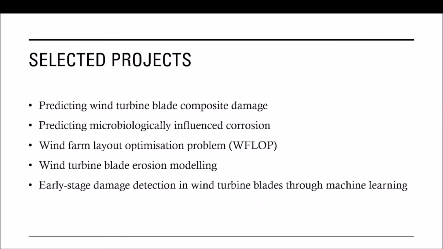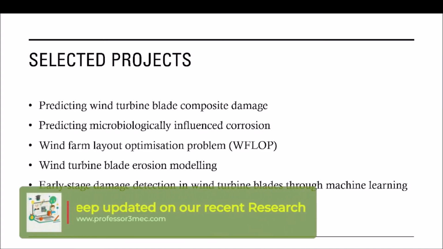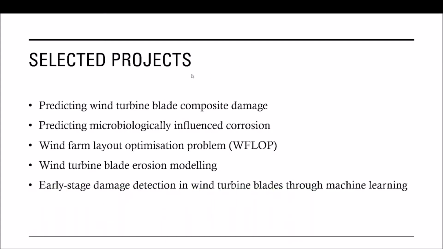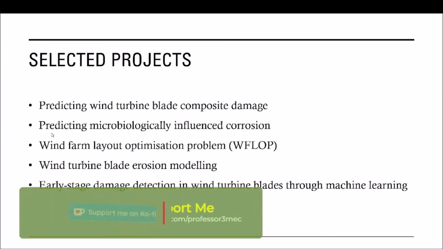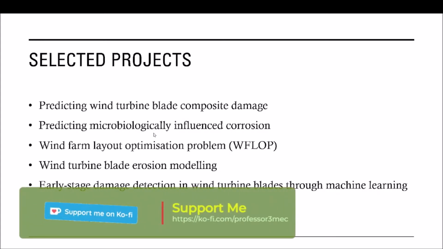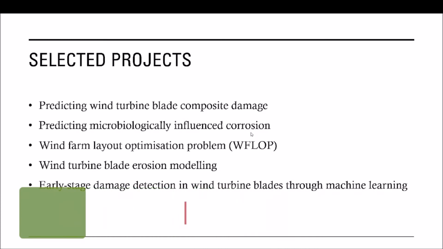So again, these are the key questions we always try to answer for a specific application. In today's presentation, I'm going to very briefly cover, with no details on how it was done, just the outcomes and what was done. I have selected 5 projects. I will start with predicting wind turbine blade composite damage, how you can train the model and what the outcomes could be. Then, how you can predict microbiologically influenced corrosion, MIC, if you're familiar with that. And you don't need specialized knowledge in that.